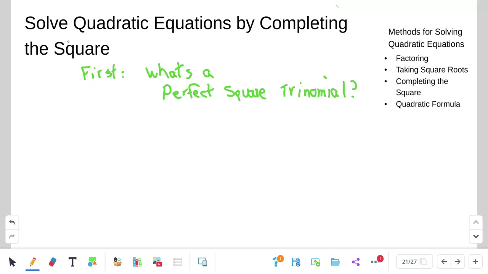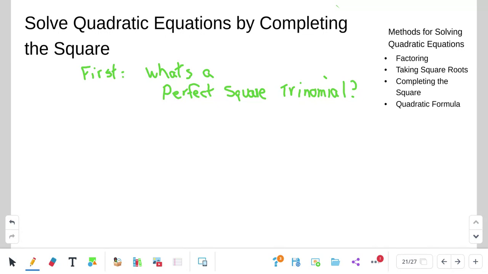Okay, we're solving quadratic equations, this time by completing the square. This is the third of four different ways to solve quadratic equations. We've done factoring, we've done taking square roots. This is completing the square. There's one more, the quadratic formula. We'll get to that soon.